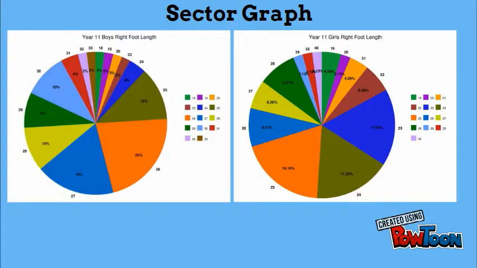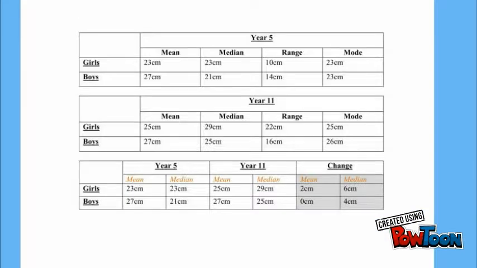A sector graph would be more useful for a smaller investigation with a specific group of answers where the data can be easily categorised. From the variety of graphs that were created for this investigation, I was able to calculate the mean, median, mode and range by using Excel formulas.